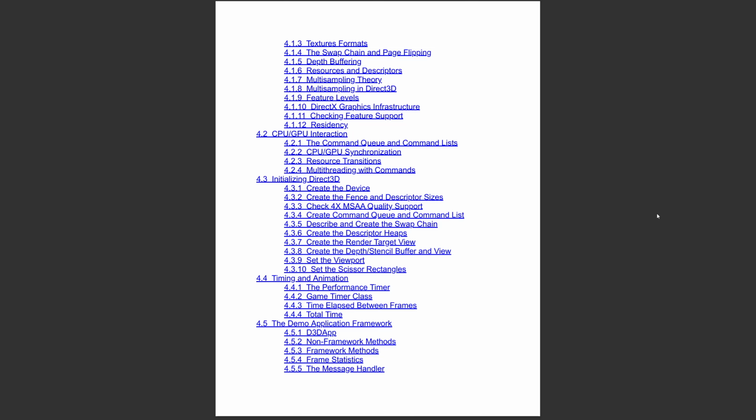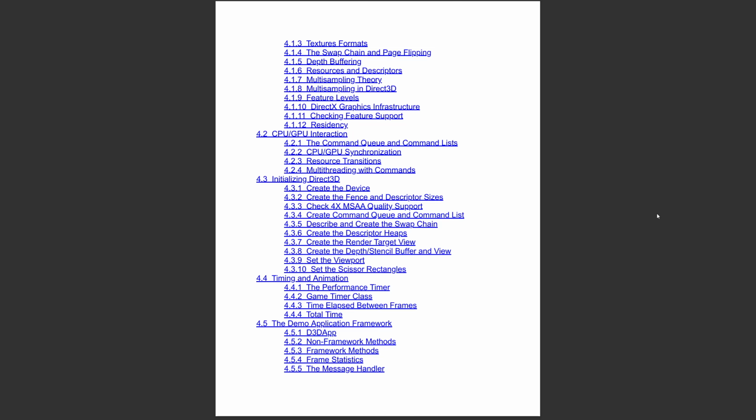So with initializing Direct3D, we'll be creating a device, creating the fence and descriptor sizes. We'll be checking for MSAA quality support. We'll be creating our command queue and command lists. We will describe and then create the swap chain, and then we will create the descriptor heaps, and then we'll create the render target view, create the depth stencil view and depth buffer view. We will be setting our viewport, and then finally we will be setting our scissor rectangles. So that's initializing the Direct3D environment with all of its resources.